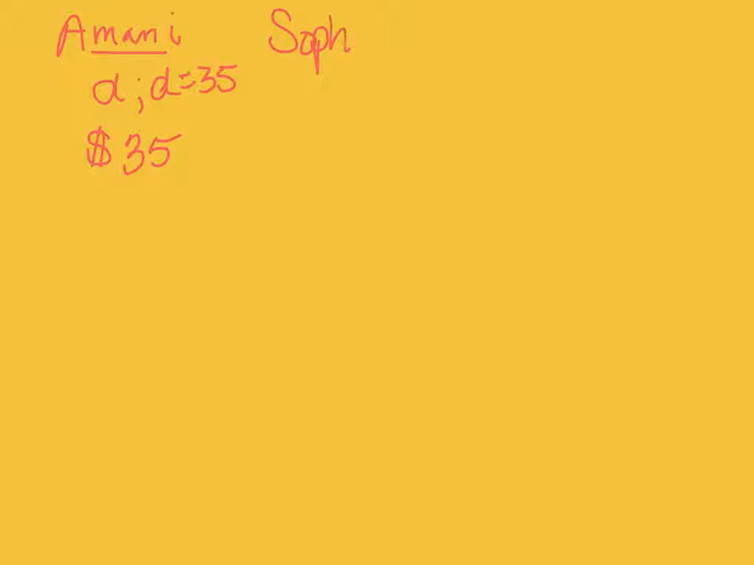Next is Sophia. Like we said, it was Sophia's birthday, so she was lucky enough to have some extra money. So she spent D plus 21. D is equal to 35. I substitute in 35 plus 21. Well, 30 plus 20 is 50. 5 plus 1 is 6, so that's $56.